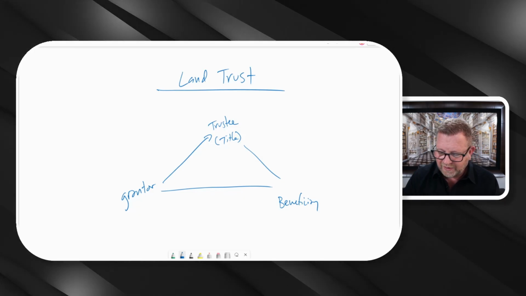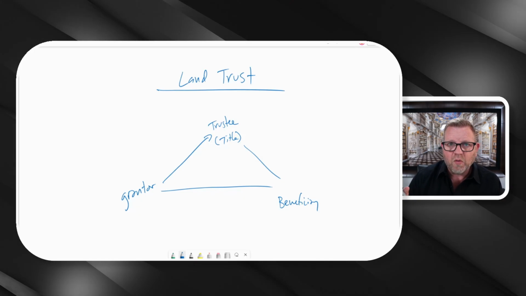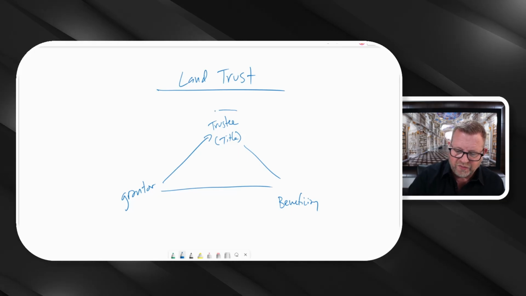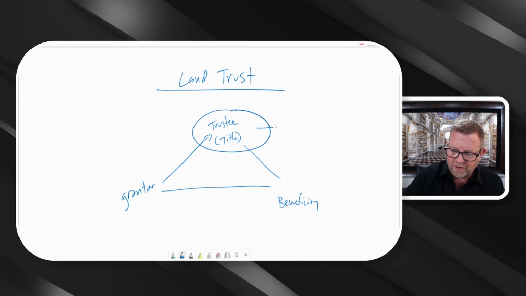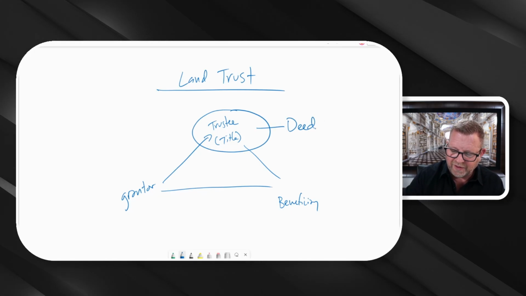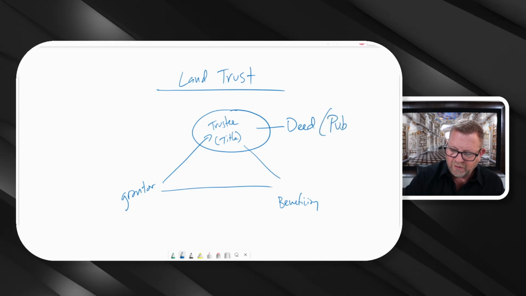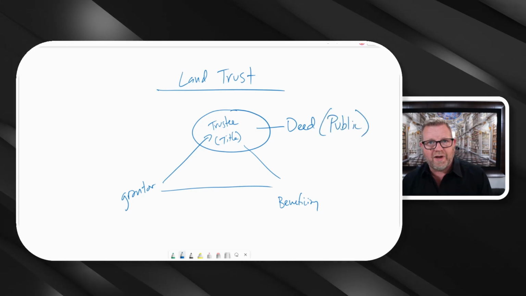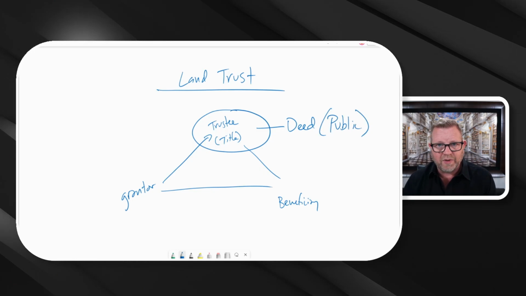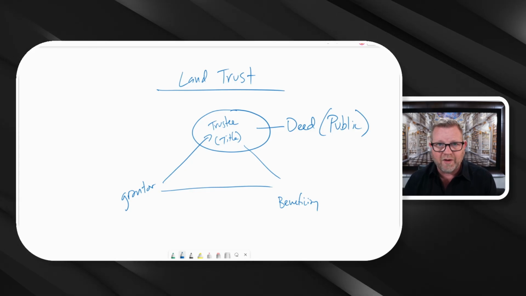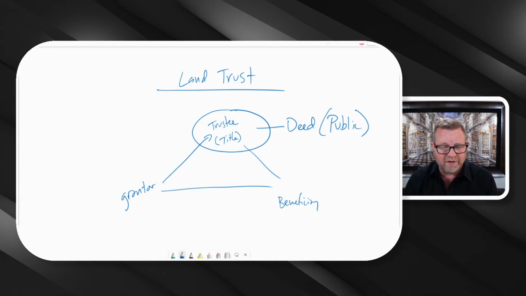But when you set these things up, what we're really doing is taking the trustee and putting them on the deed. And that's what is public. So if we can make sure that your name's not on there as a trustee, then we can actually affect anonymity. And it works in every state. It's not harder than this, guys.